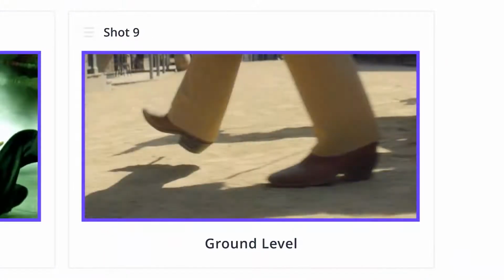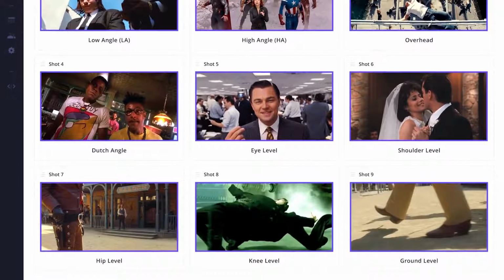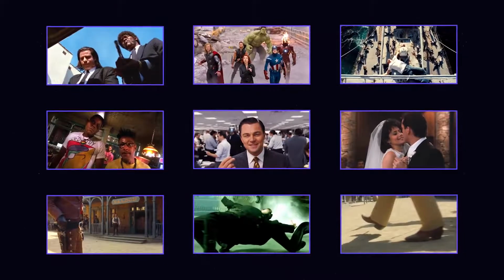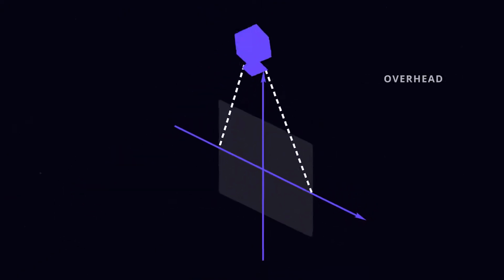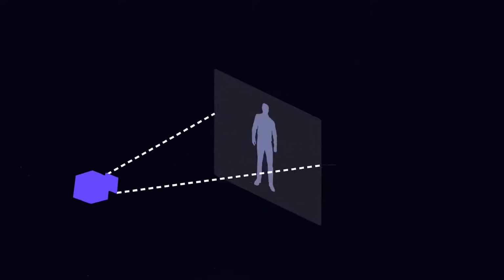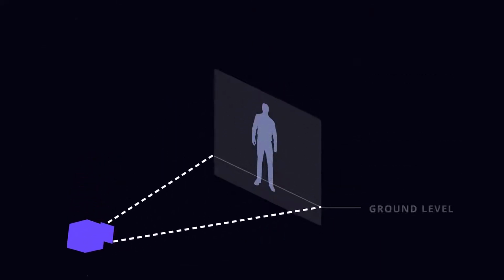So when you sit down to create your shot list, consider how the camera angle, or height, affects the messaging. Be creative with your choices, don't just settle for what's expected. And don't worry about remembering all of these camera angles.